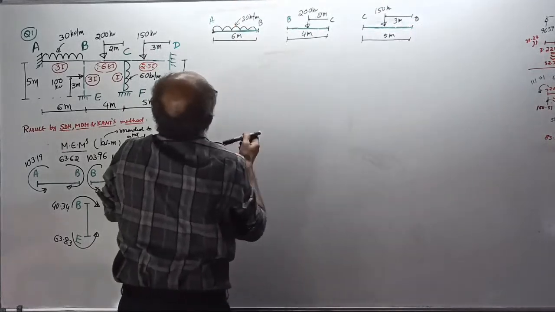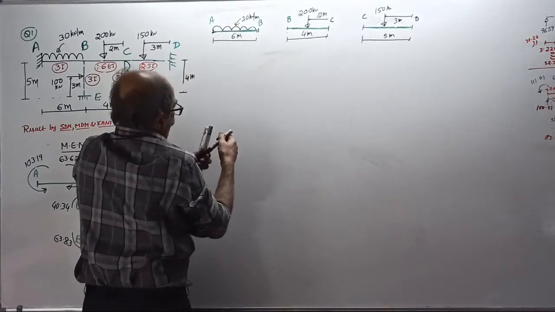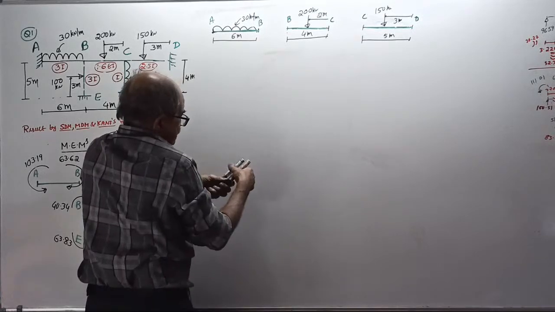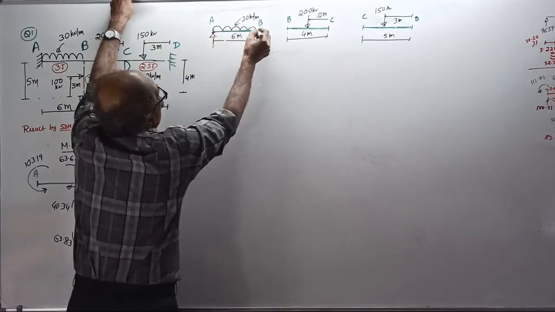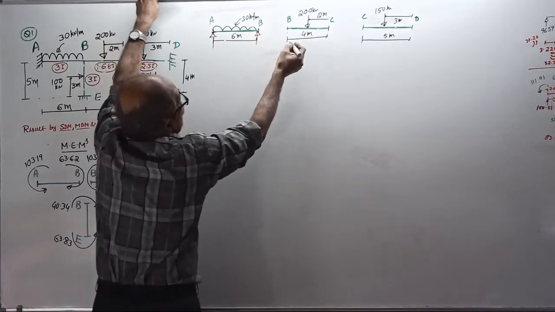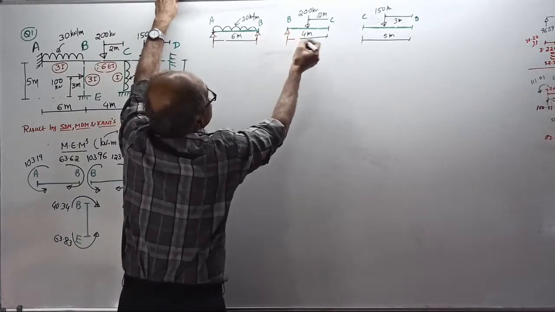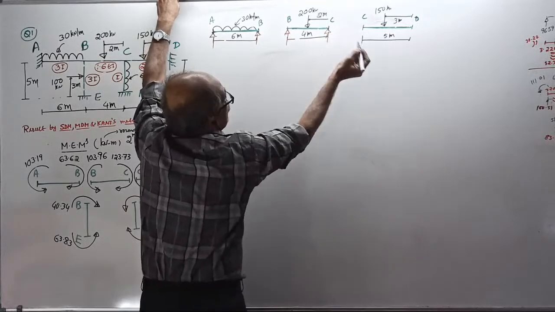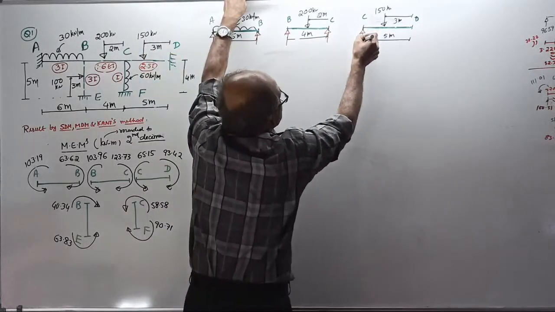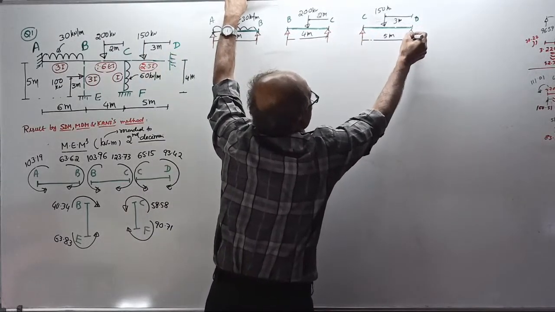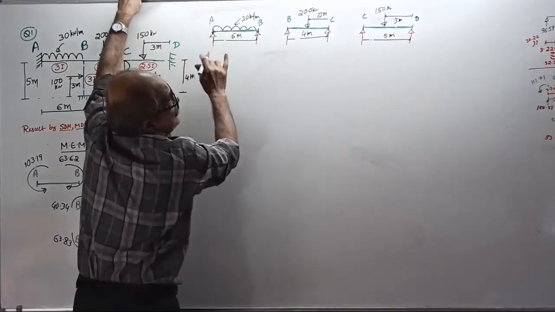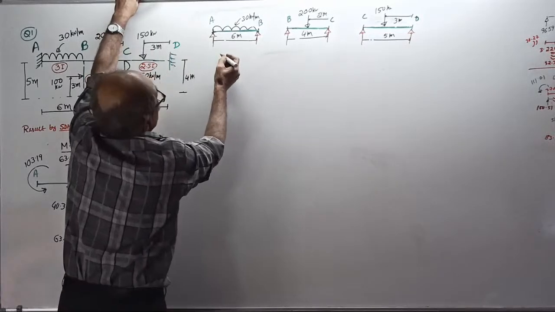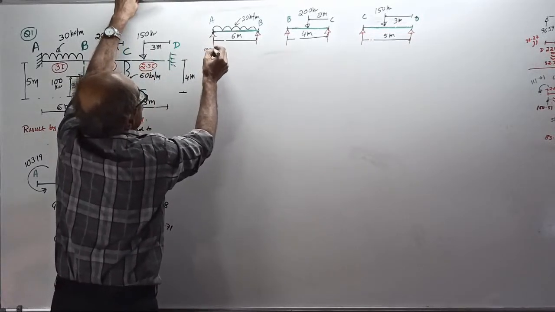Okay, then I will enter all the reactions which you got just now. There is a vertical reaction here, a vertical reaction here. Just now you calculated. Now, I will not write VA, VB. I know the answer. This reaction is 96.59 kilonewton.